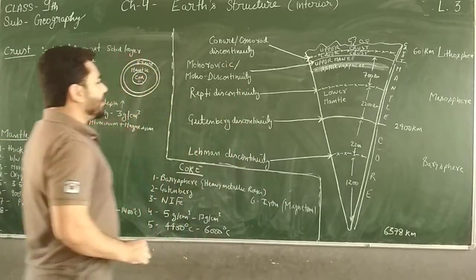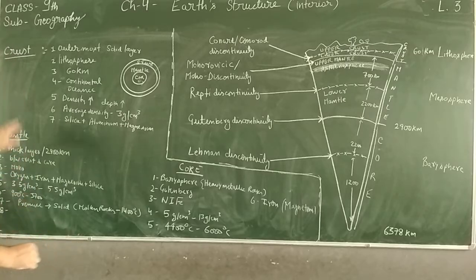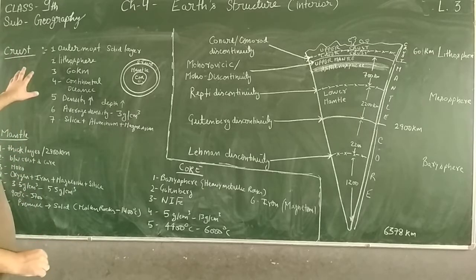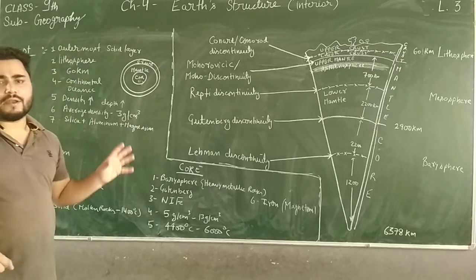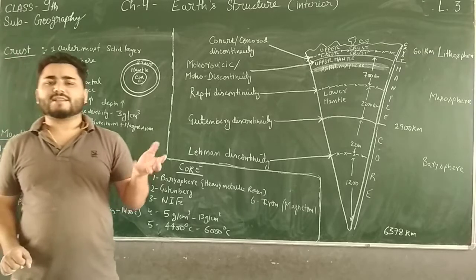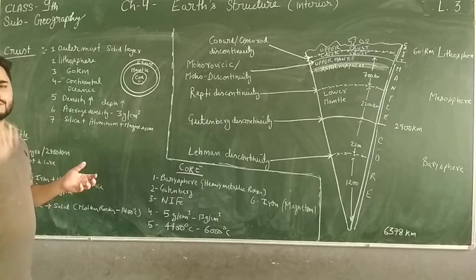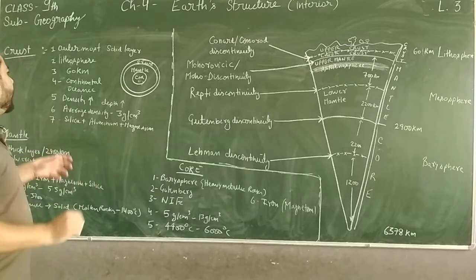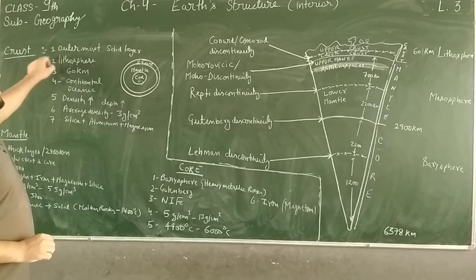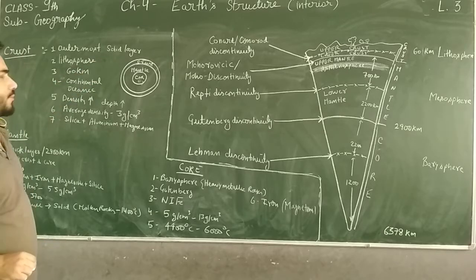Okay, so let us begin with the crust. As we know, we are comparing the interior of the Earth to an apple, so the outermost part of the apple, which is the peel, is very thin. Like that only, the outermost solid layer of Earth is called crust.